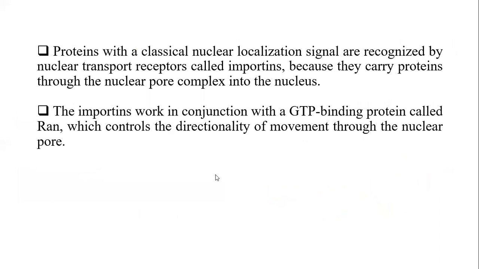Yes, ma'am. Okay. Now, proteins with a classical NLS are recognized by transport proteins called importins, because they carry the proteins through the NPC into the nucleus. And importin works in conjunction with GTP. So the GTP binding protein here is RAN. Earlier, in transcription and translation, whenever we needed GTP exchange, what was it? The GEF, the guanine exchange factor. In the case of the nucleus, it is RAN. So RAN is also a GTP binding protein.